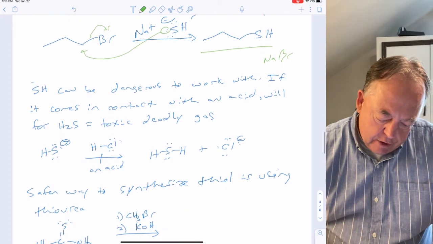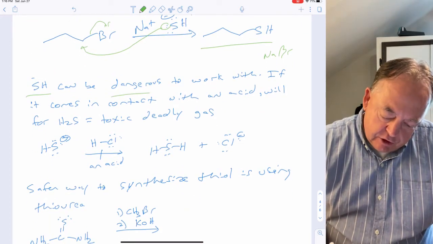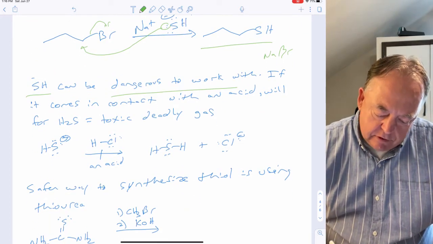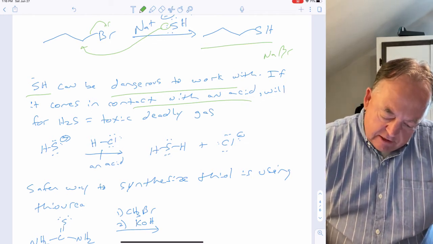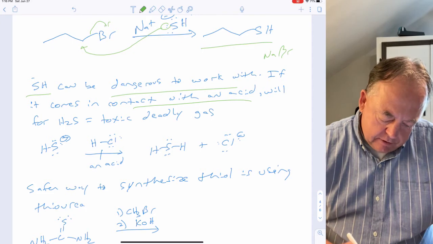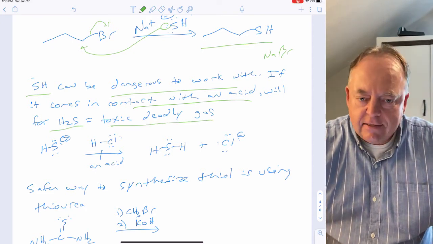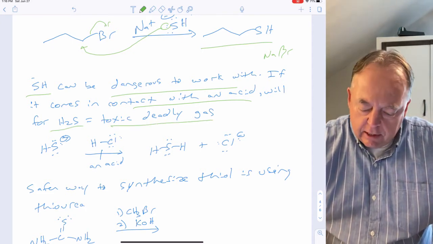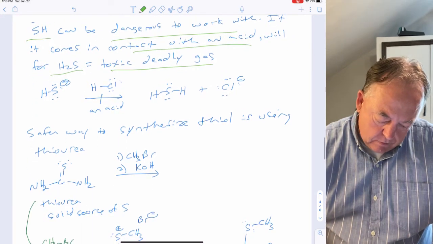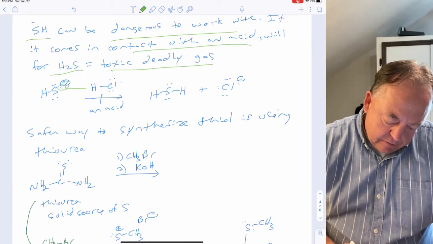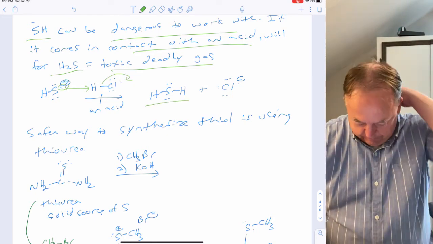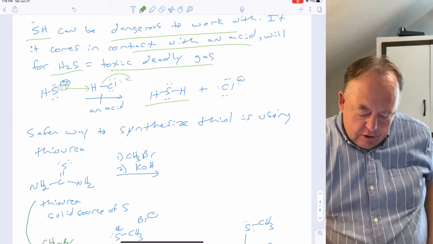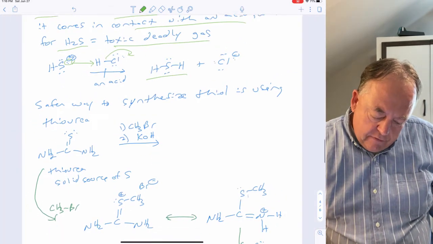The downside to this reaction is that SH- can be dangerous to work with because if it comes in contact with an acid, so if SH- picks up an H+, it becomes H2S, which is a toxic, deadly gas. So that can be a hazard in lab to work with. Right, so SH-, if it comes in contact with HCl, for example, then you make H2S. And so that's dangerous. So there is a safer alternative.